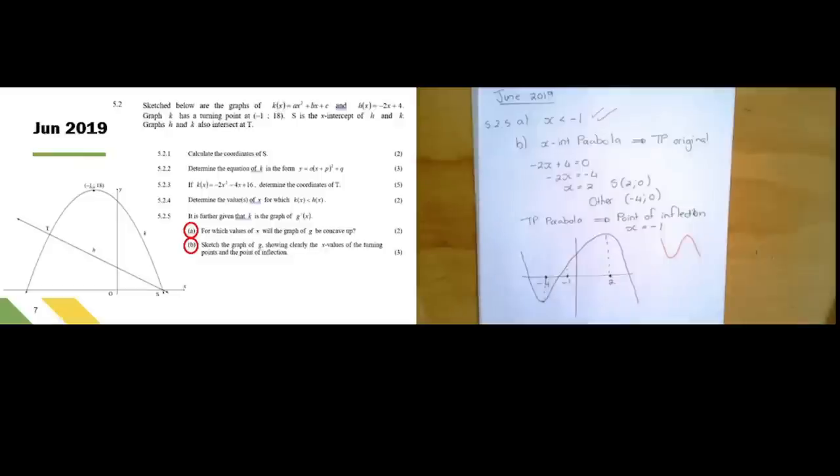Where would the marks go? The three marks. It would be a mark that you had the correct shape. A mark for the turning points indicated at x equals negative 4 and x equals 2. And then a mark for the point of inflection that x was negative 1.